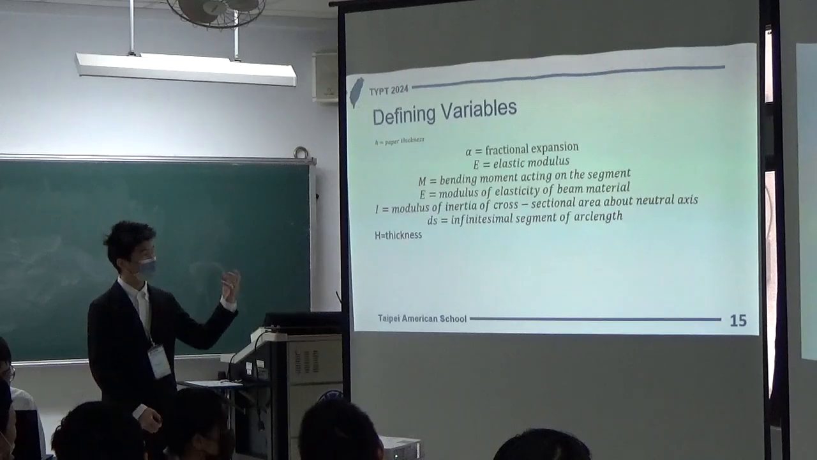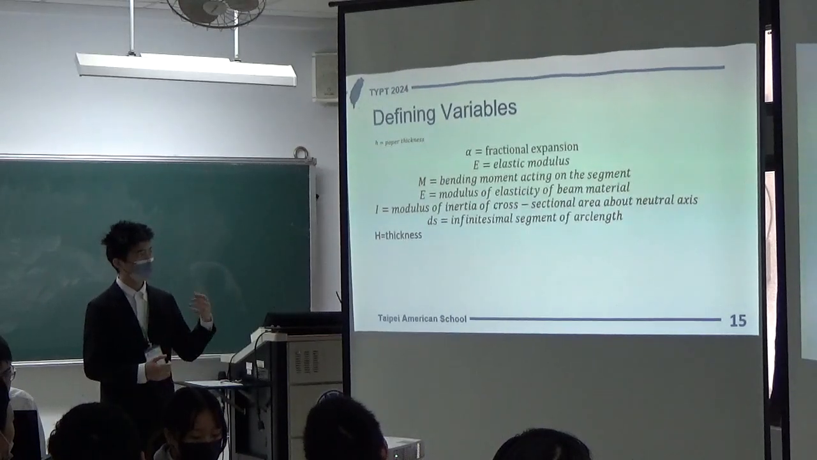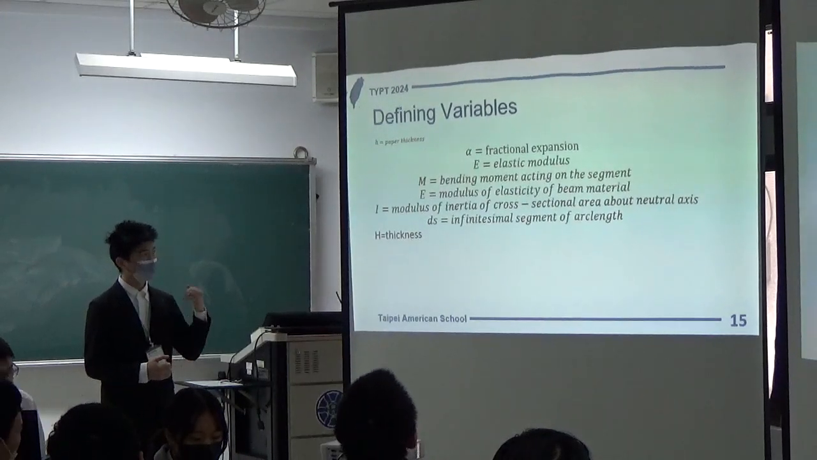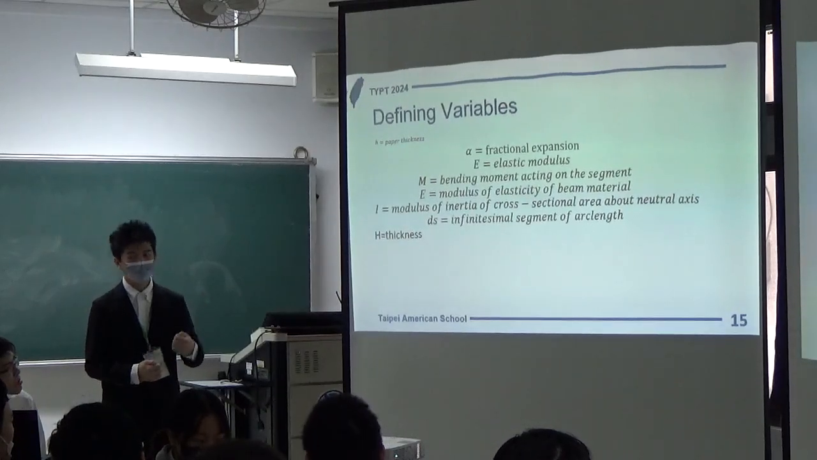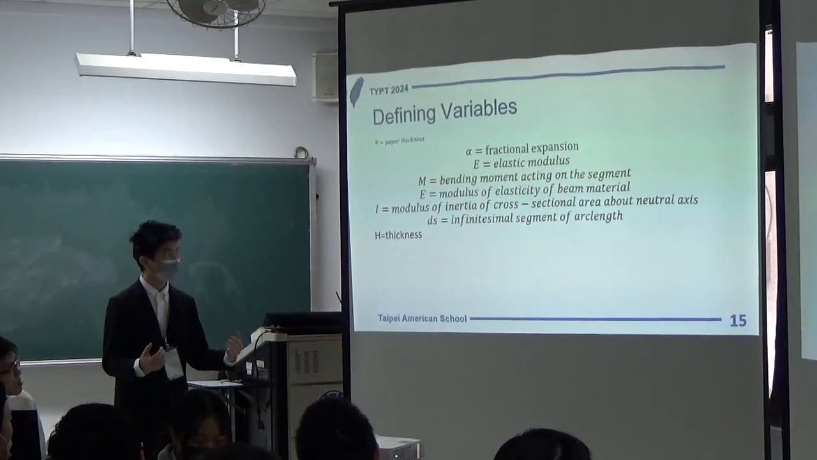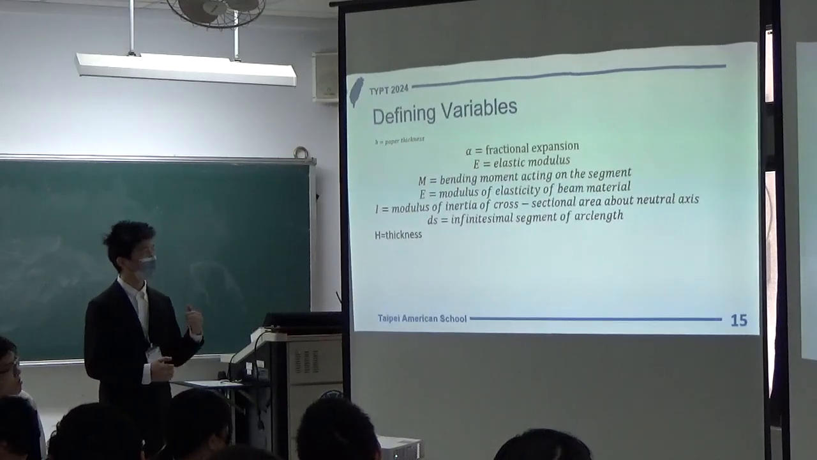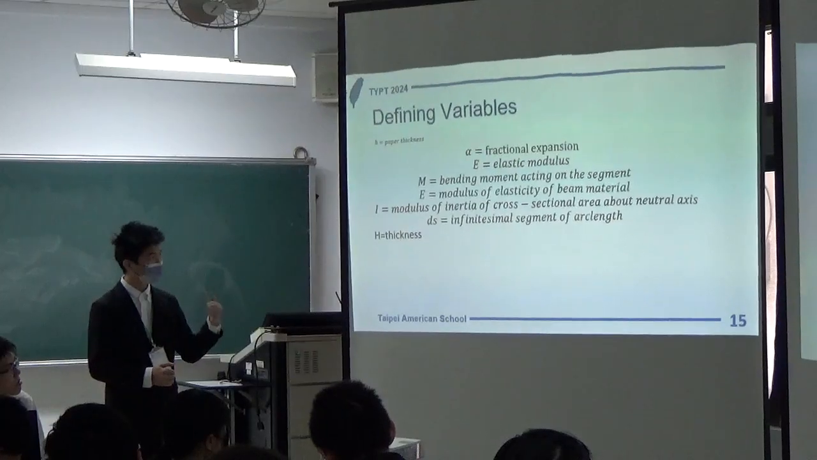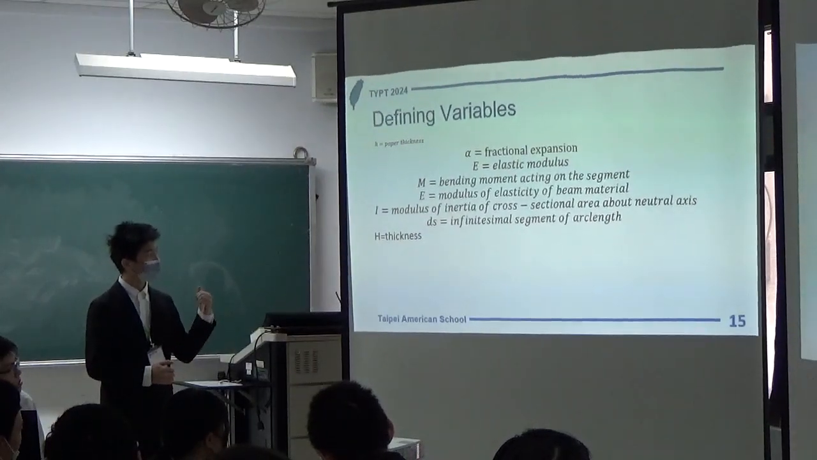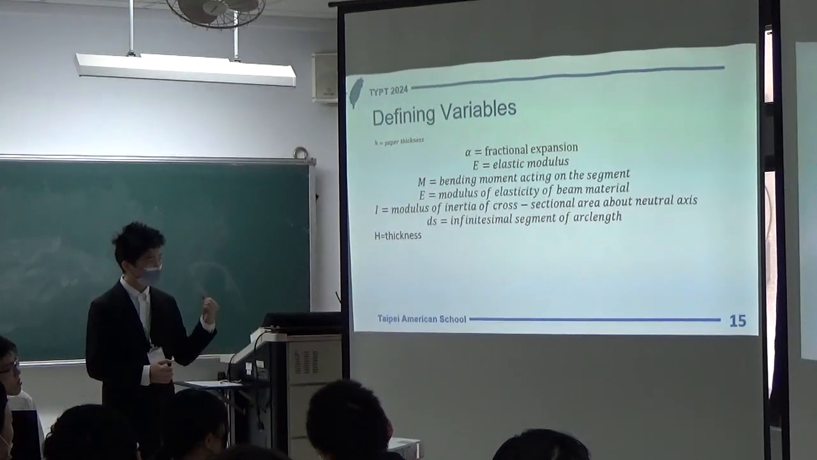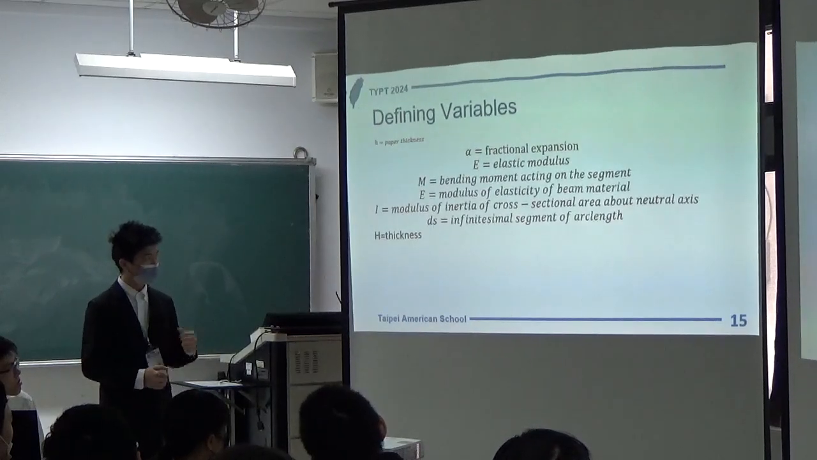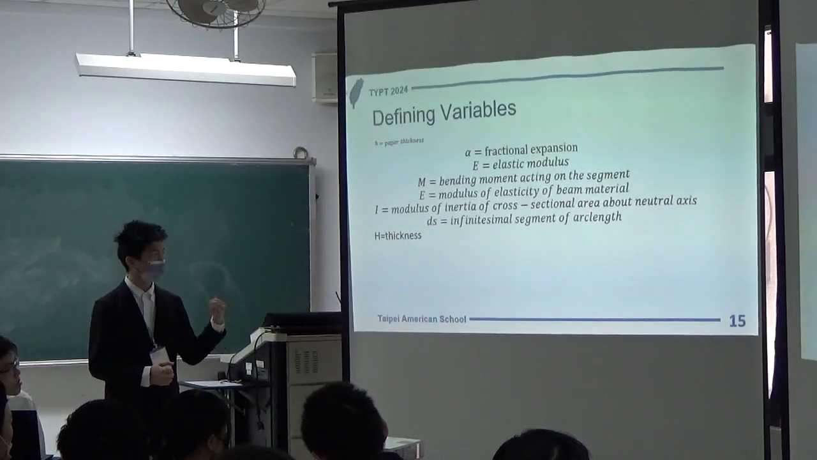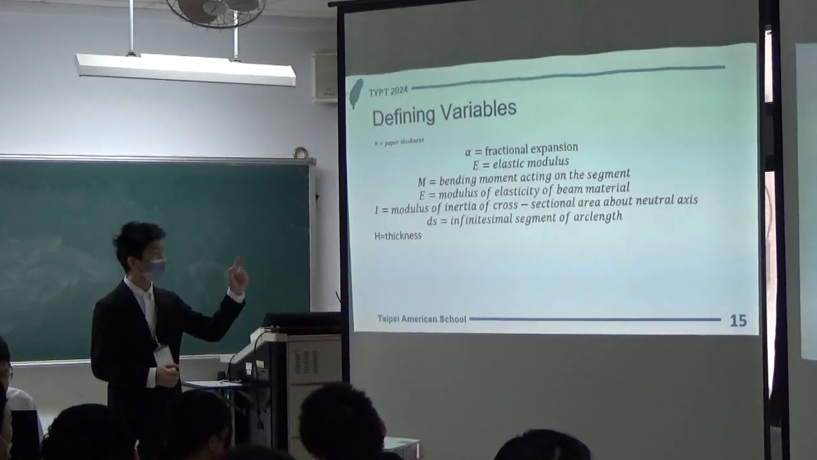Here we've defined our variables. Alpha is fractional expansion. This is similar to the temperature model, however we're using fractional expansion for the expansion through the water itself. E is the elastic modulus, M is the bending moment acting on the segment, E is the modulus of elasticity of the beam material, I is the moment of inertia of the cross-sectional area about the neutral axis, and ds is the infinitesimal segment of our model. Additionally, lowercase h is the thickness.